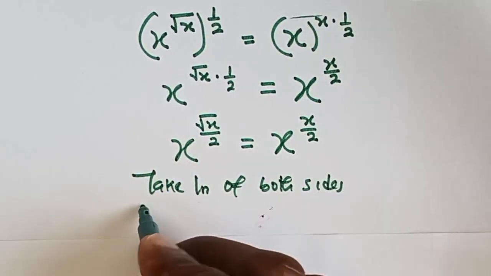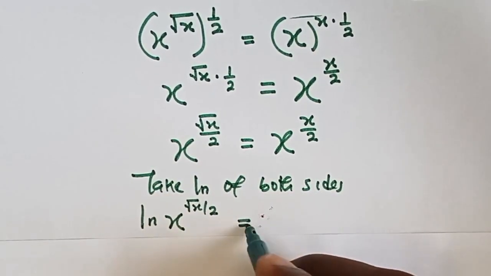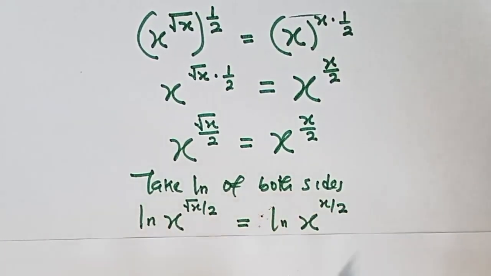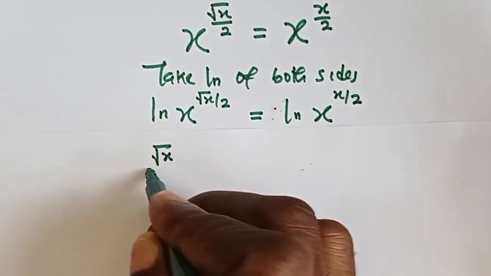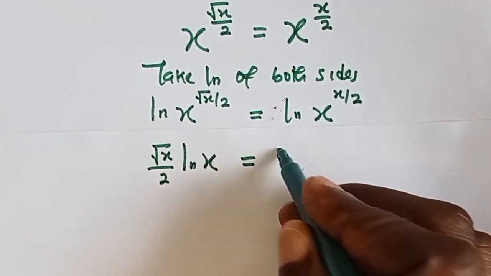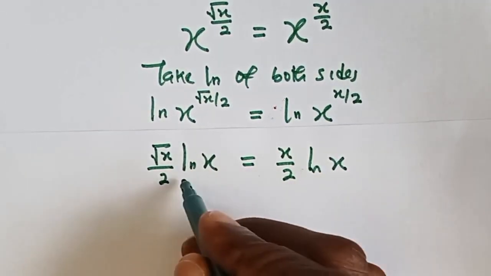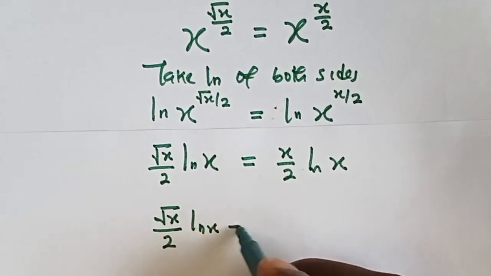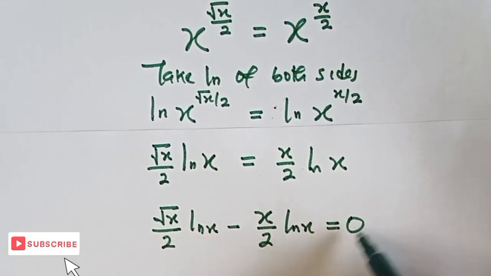Okay, so we have ln x raised to the power root x over 2 equals ln x raised to the power x over 2. Okay, so now we take this to the back. It becomes root x over 2 ln x equals, alright, this also comes to the back. We have x over 2 ln x. Okay, now let's bring them together. So we have root x over 2 ln x. Bring this, we have x over 2 ln x, everything equals 0.